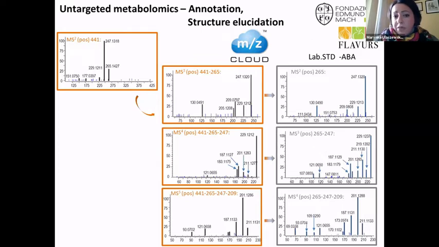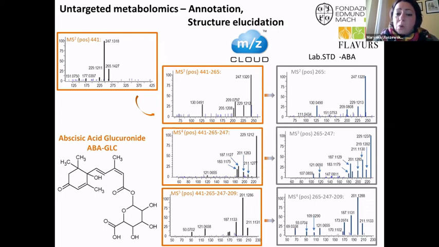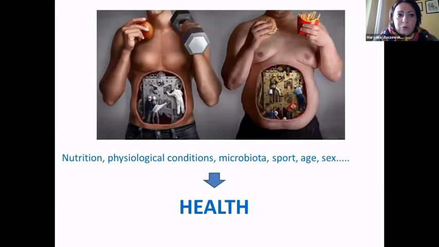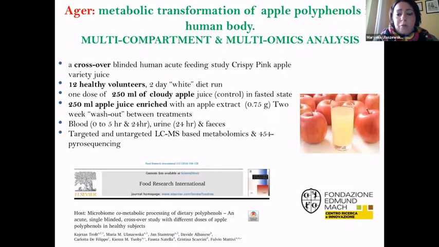You compare them with a library, which is freely available. It's MSnLib in the cloud, very nice, with great algorithms to look for substructure matches between your sample and the standards that are available in the library. That's an example of how we did the annotation of the abscisic acid glucuronide moiety within the cloud. So, the examples. The first example will be a short-term, multi-compartment and multi-omics analysis of the intake of apple juice.